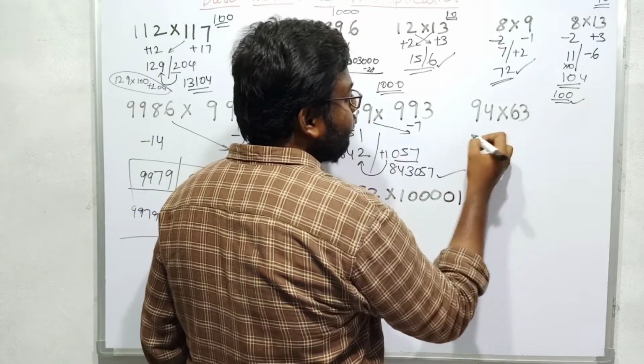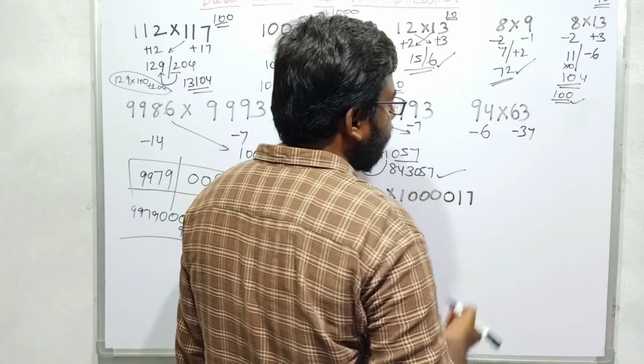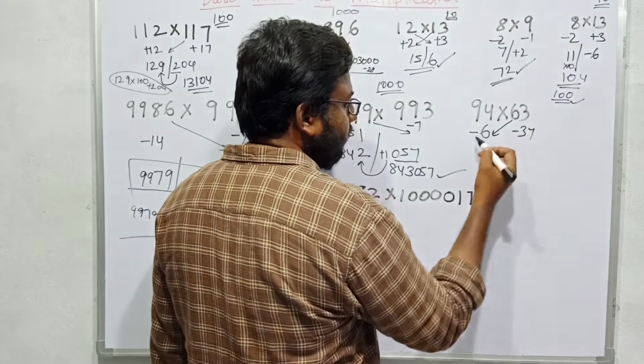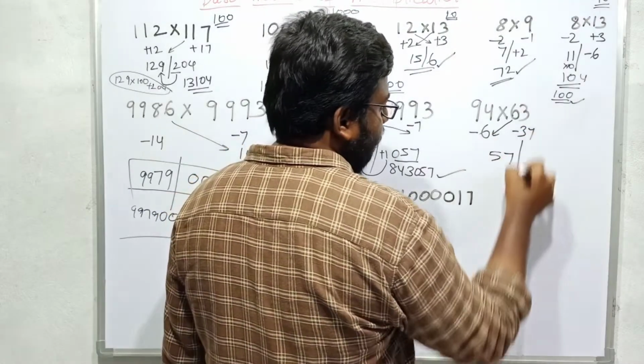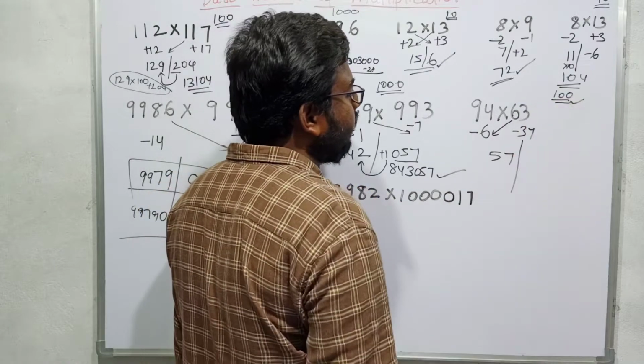So this is how much far from 100? This is minus 6 far, this is minus 37 far. So I will operate this with this on small number. So 63 minus 6 is 57 slash, you are operating this on 100. You should keep that in mind, because this is very important.